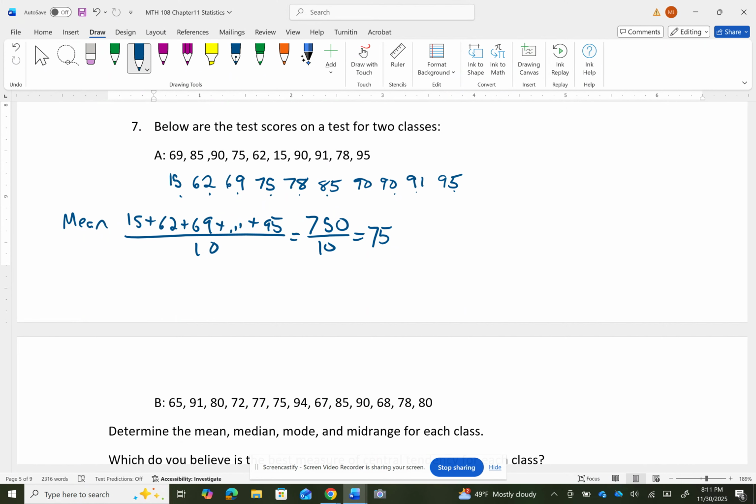Okay. For the median, what I would do is put them in order if I hadn't already, and since there's 10, see how there's 1, 2, 3, 4, 5 low ones and 1, 2, 3, 4, 5 high ones.